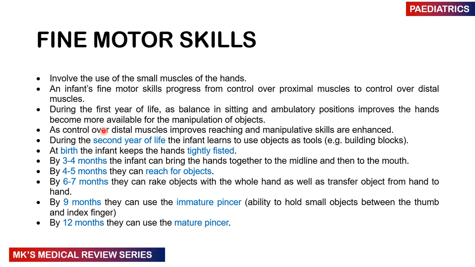At birth, the infant is just going to be having their hand tightly placed in a fist. By 3 to 4 months, the infant is able to bring their hands together in the midline and then to the mouth. By 4 to 5 months, they're able to reach for objects. By 6 to 7 months, they're able to rake objects with the whole hand, and they can even transfer objects from one hand to another. Then by 9 months, they can use the immature pincer grasp. This is just the ability to hold small objects between the thumb and the index finger. So that's a pincer. It's like you're making pincers. Then by 12 months, the pincer grip is actually matured.